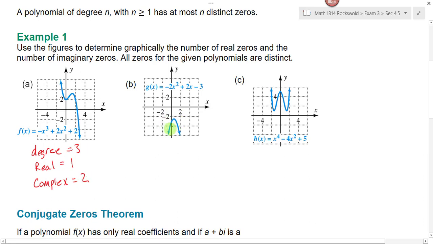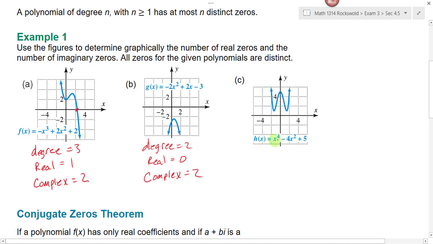This graph doesn't cross the x-axis. Our real zero was right here where the graph crossed the x-axis. Since this one doesn't cross the x-axis and it's second degree, how many real zeros do we have? 0. We don't have any real zeros because the graph doesn't cross the x-axis. How many complex zeros do we have? We have 2.